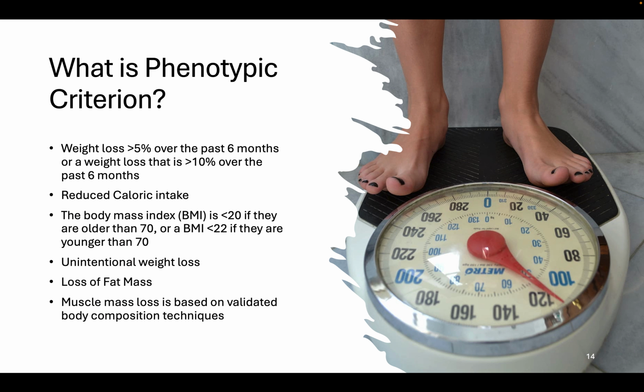So again, what is phenotypic criterion? Weight loss greater than 5% over the past 6 months, or weight loss greater than 10% over the past 6 months. A reduced caloric intake. The body mass index, BMI, is less than 20 if they are older than 70, or a BMI less than 22 if they are younger than 70. Unintentional weight loss, loss of fat mass, and muscle mass loss is based on validated body composition techniques.